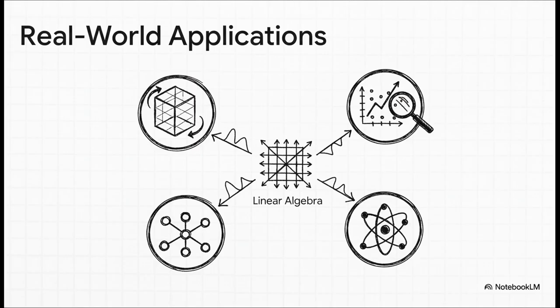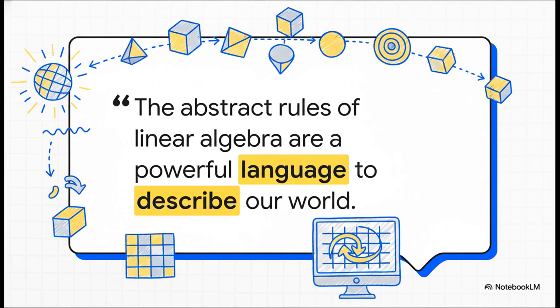How does an AI find patterns in massive amounts of data? By treating that data as vectors in a vector space. Machine learning, data science, even quantum mechanics, they are all built on this exact same foundation. So here's the big takeaway. What looks like a boring, abstract set of rules is actually an incredibly powerful language. It's a toolkit for describing complex systems, for modeling change, and for manipulating everything from the pixels on your screen to the very probabilities of a subatomic particle.